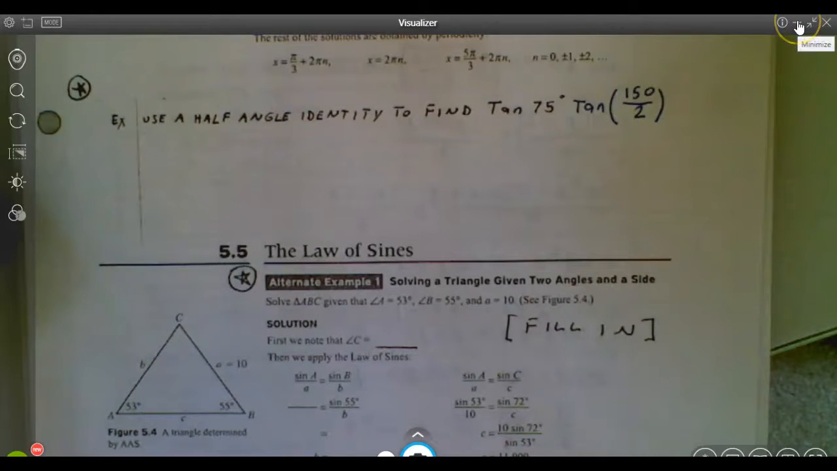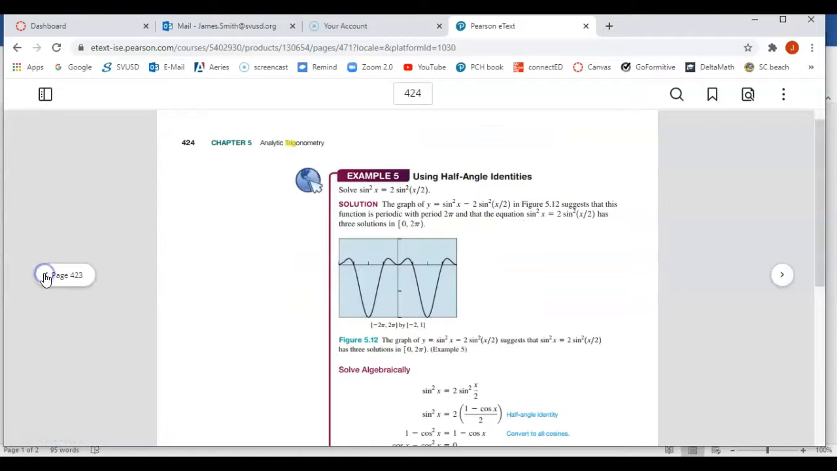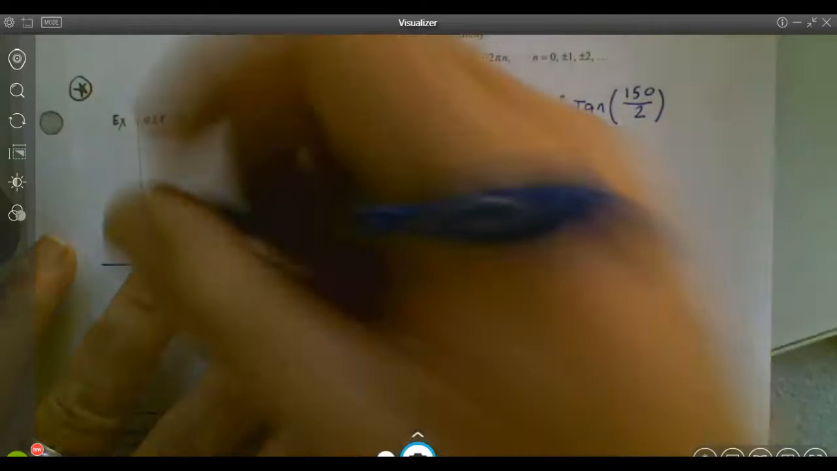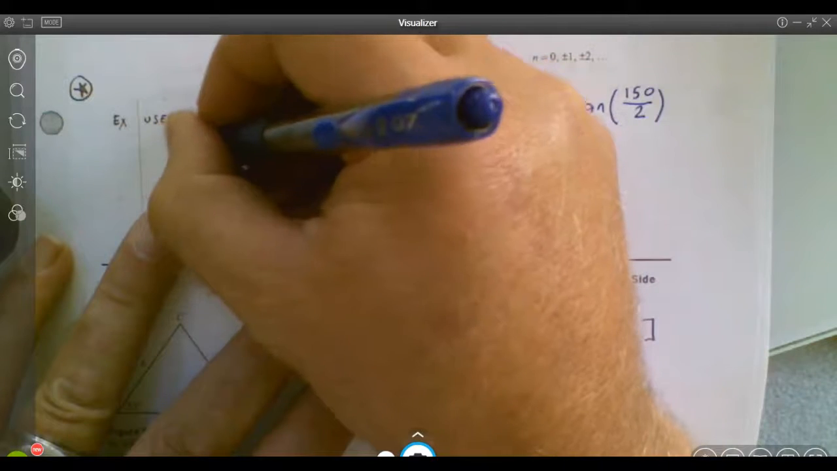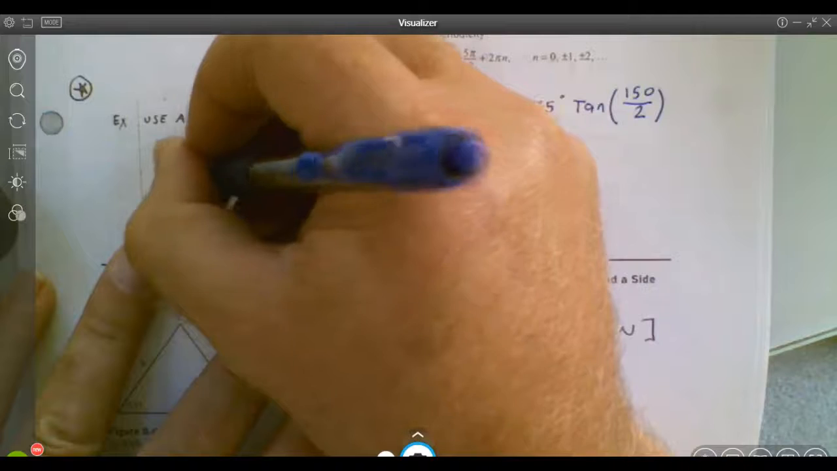So let's just look at what the tangent half-angle formula looks like. Oops. I think I lost my page. Let me go back real quick. Here we go. So you do have 3 versions of this one, so we can apply whichever one makes sense for that problem. I'm going to pick the middle one. So we're going to say 1 minus cosine over sine.